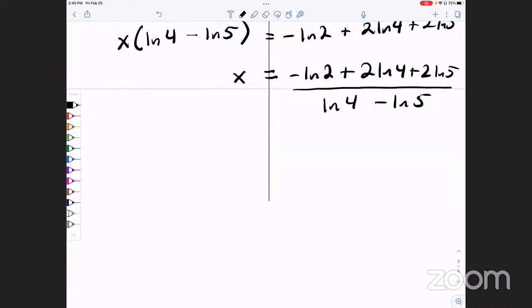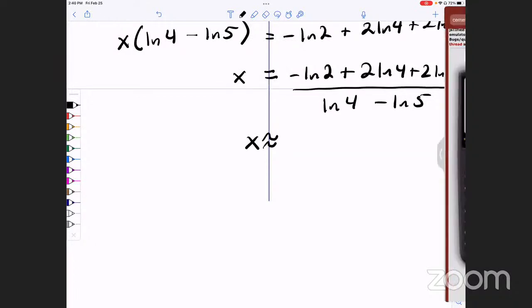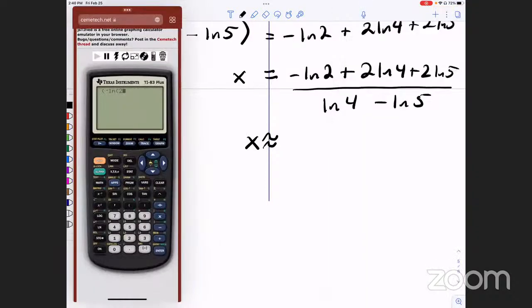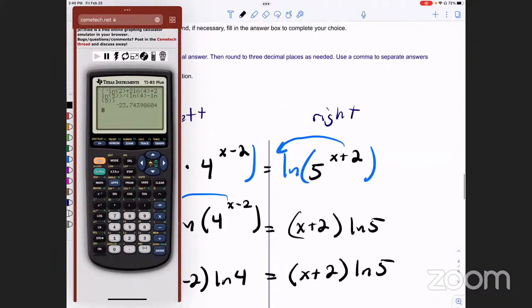So then we get that x is approximately, and that part we put in the calculator. Again, you've got to use your parentheses properly. When I say negative natural log of 2 plus 2 times the natural log of 4 plus 2 times the natural log of 5, that closes off the log, this closes off the numerator. I'm going to say divided by, opening another set of parentheses for the denominator, natural log of 4 minus the natural log of 5, okay? Close off that log and close off the denominator. I think it's 3 decimal places that's needed.